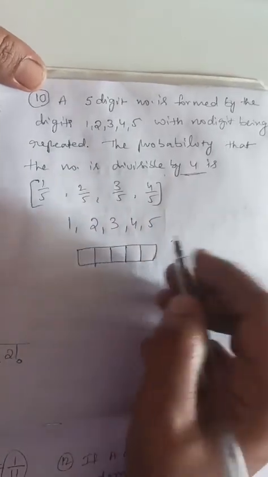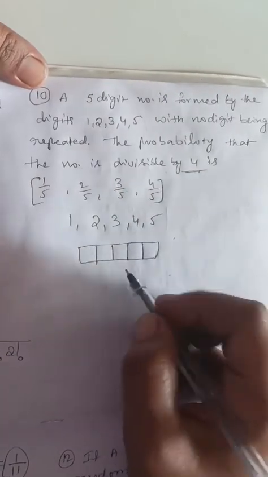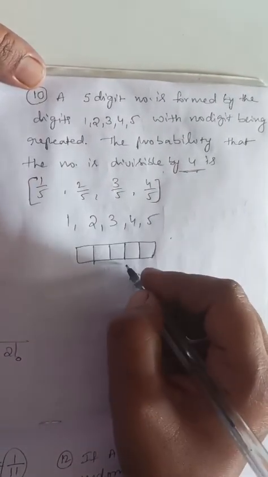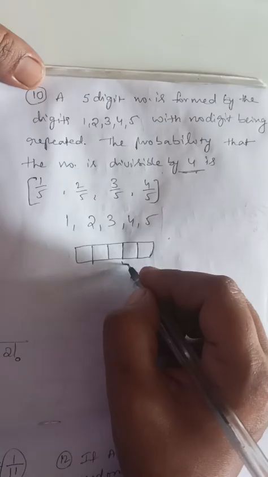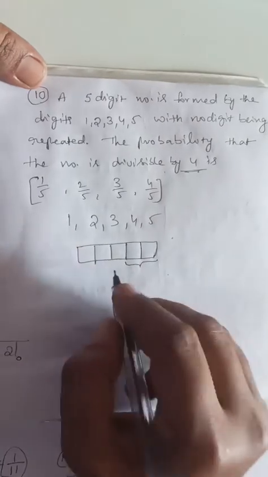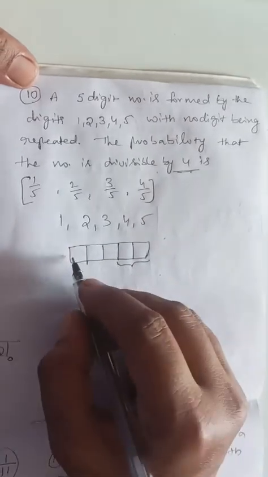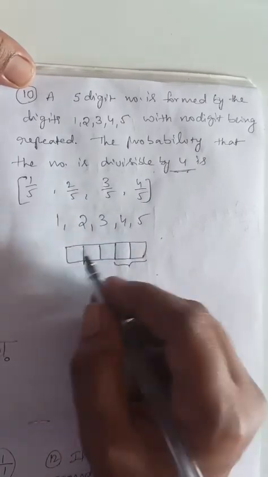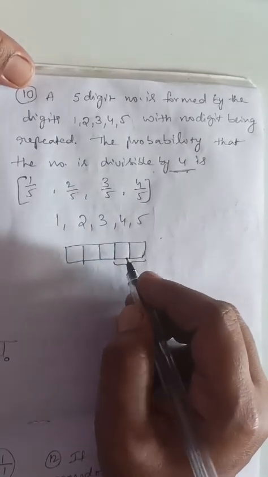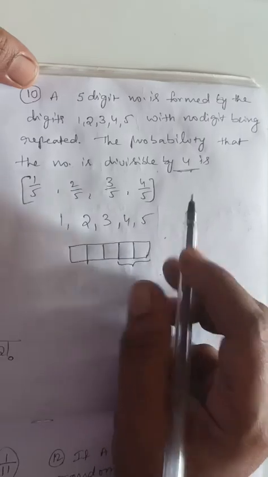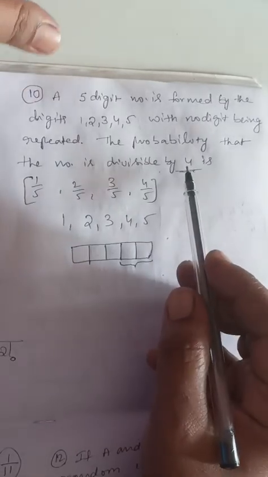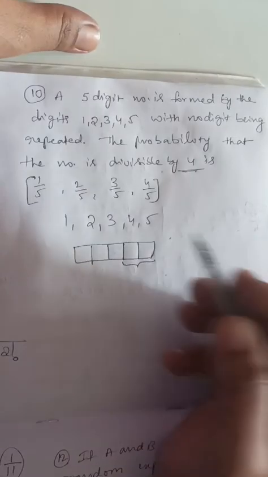Take 5 boxes. A number is divisible by 4 if the number formed by its last 2 digits is divisible by 4. So here we can place any number, but the last 2 places must be fixed with numbers that are multiples of 4.